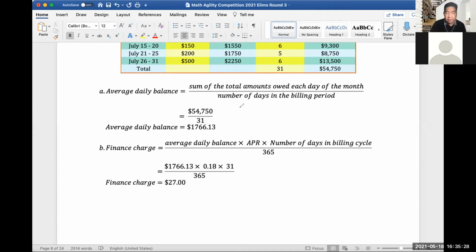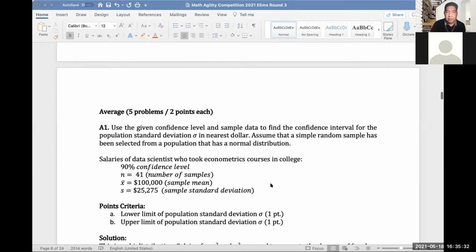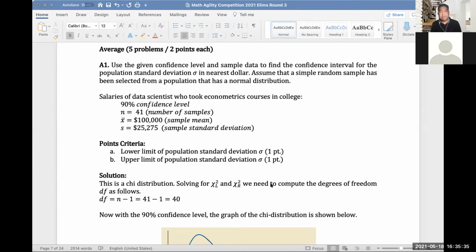Okay, so question A1 is each problem in the average round. We have five problems here, and each would be 2 points.